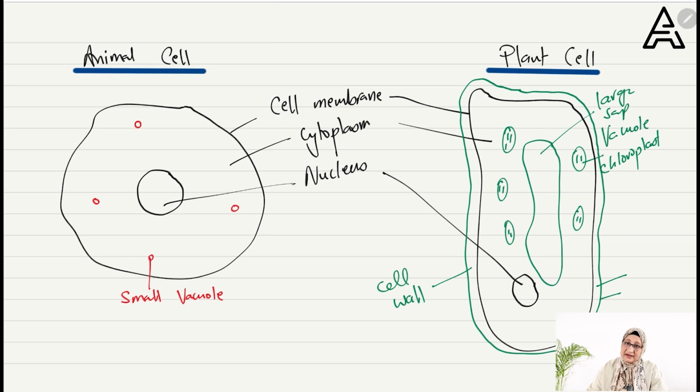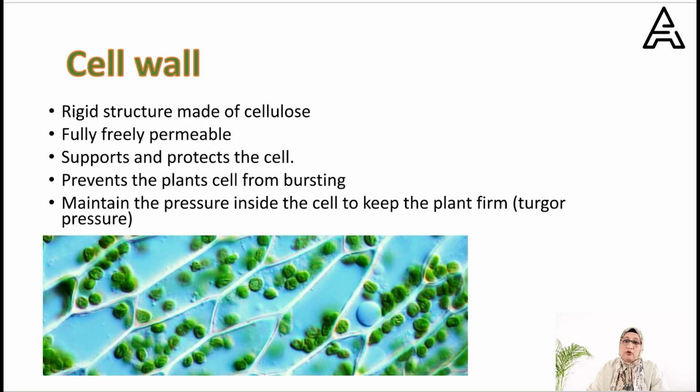So again, similarities between the animal cell and plant cell: membrane, cytoplasm and nucleus. Differences: on the animal cell, you'll find a small vacuole. On the plant cell, you'll find a large vacuole, chloroplast, and the cell wall. Let's go through each structure of the cell.